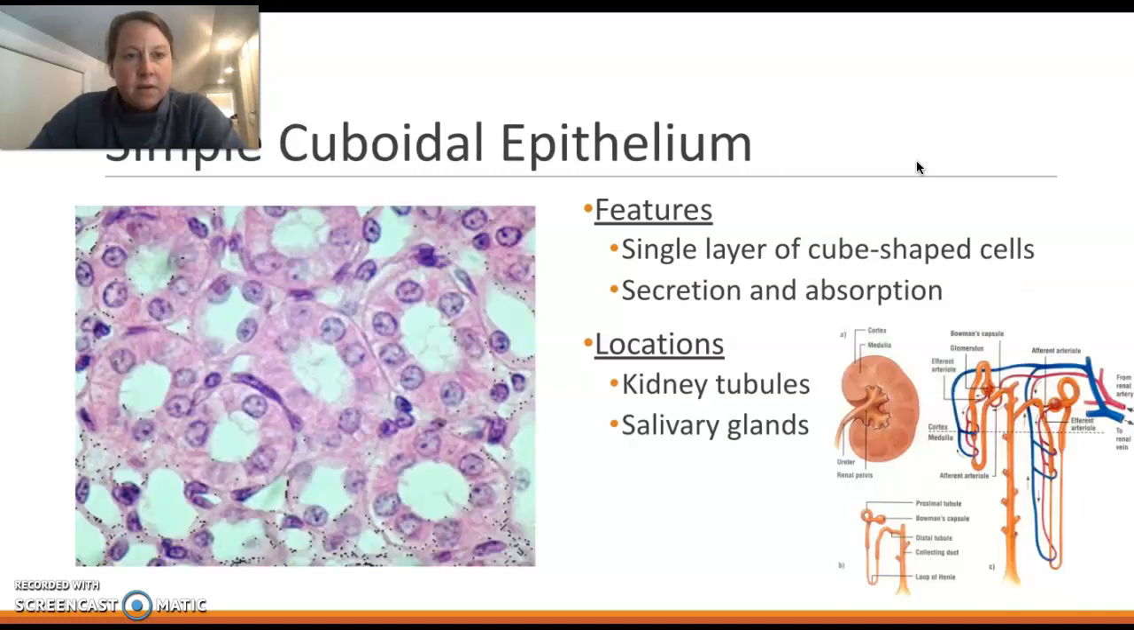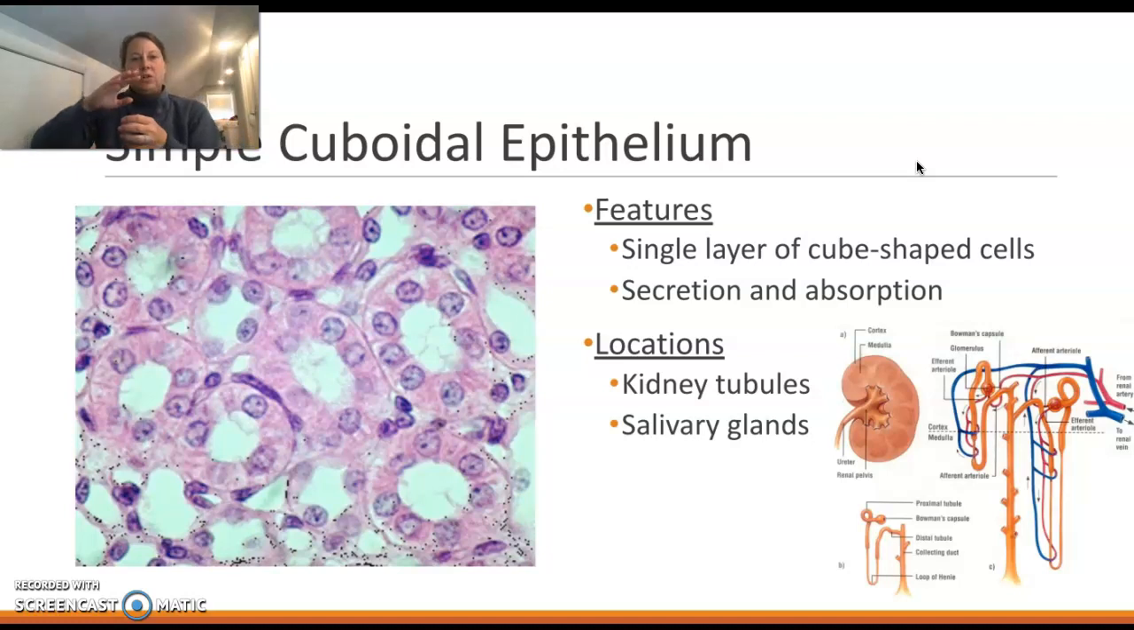Another kind, or the next kind, is simple cuboidal. Simple means one layer. Cuboidal is referring to that cube shape. If we look at the picture here and look at the function or the feature, it allows for secretion and absorption. But if we think about the kidney tubules, then look at the picture.